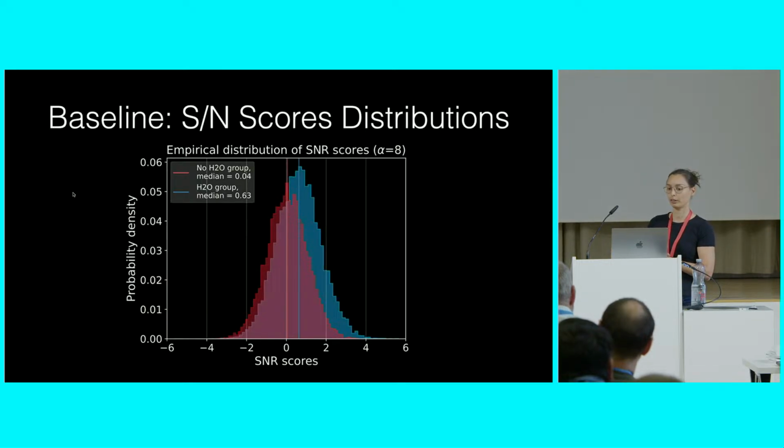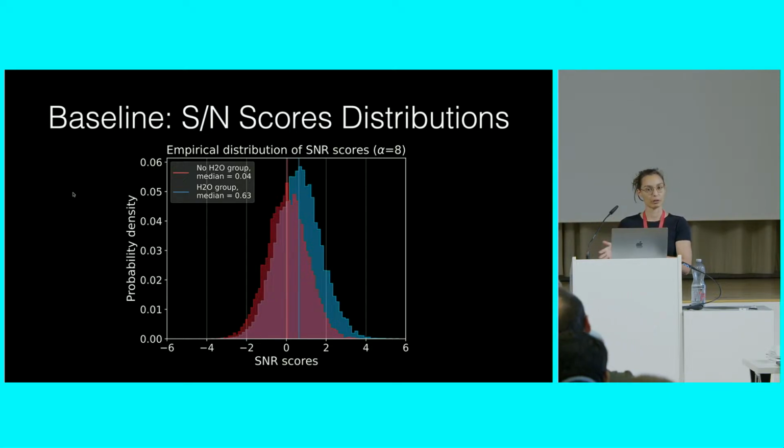And we actually see that in this case, the signal-to-noise ratio is really not doing a very good job at separating the two groups. Essentially, we plotted the signal-to-noise ratio scores for the group with water and the group without water. You can really see that they overlap, and you have to go very conservative to assess the detection without significant contamination in your detection sample.